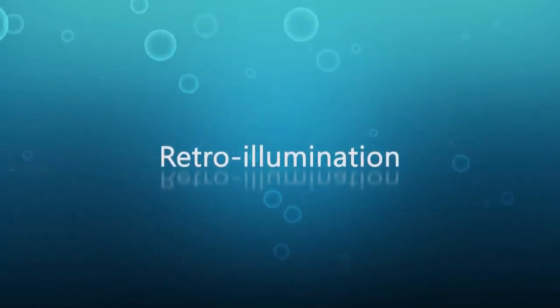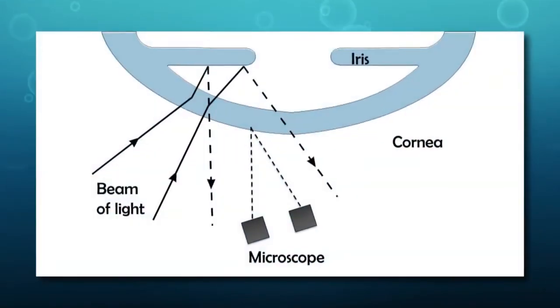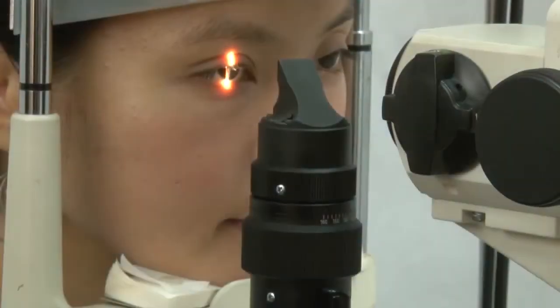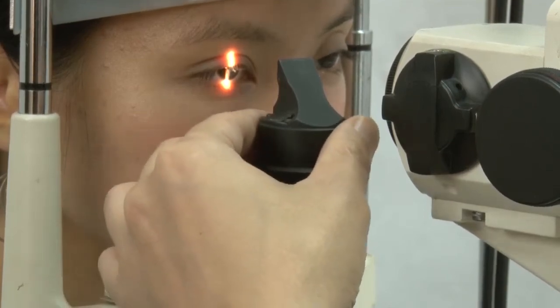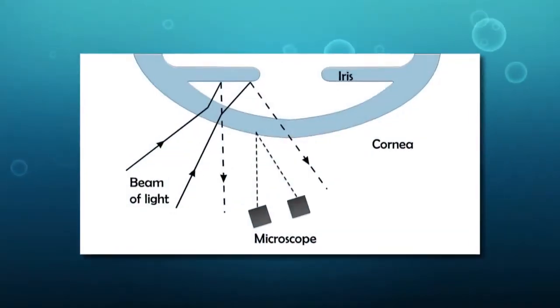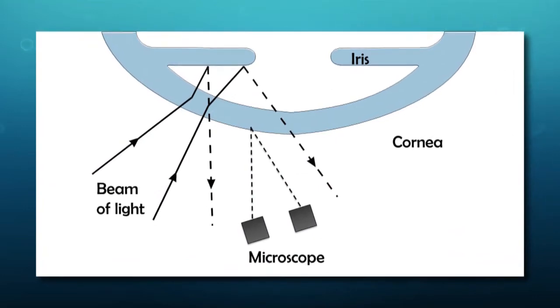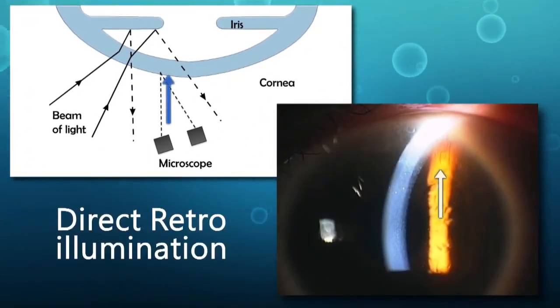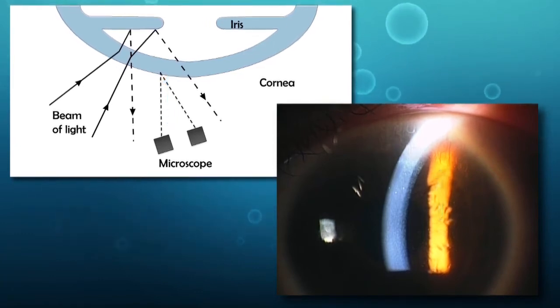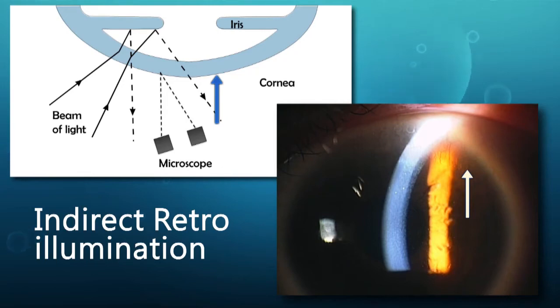Retroillumination. Retroillumination makes use of the light reflection from the iris or retina as the secondary source of illumination to examine eye structures in front of it, for example, the cornea. It is called direct retroillumination if the viewing location is illuminated by the secondary light source, and indirect retroillumination if the viewing location is next to it.